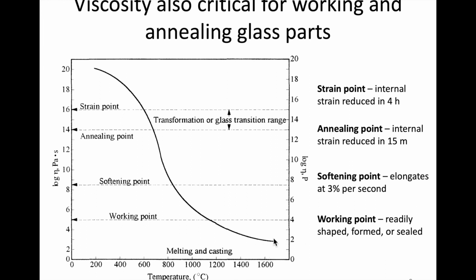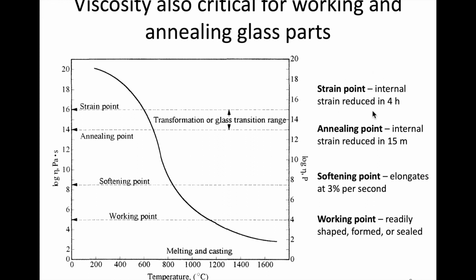It's much more liquid-like. And so that temperature, defined by the lowest viscosity, is the working point. And then if we go up a little bit, this range is referred to as the softening point. This is where it can elongate at about 3% per second. So it's still fairly workable, but it's all defined by the viscosity. And then annealing: this is a point used in glass processing to reduce the internal strain in 15 minutes. So the viscosity is much higher, but we can still relieve internal strain in a rather short time.